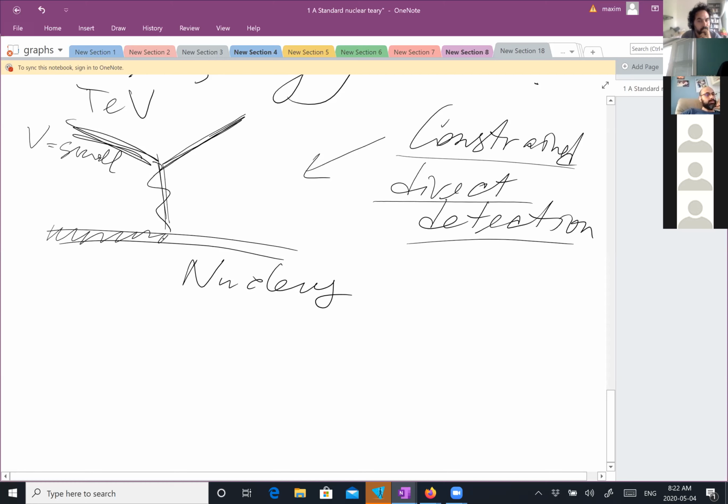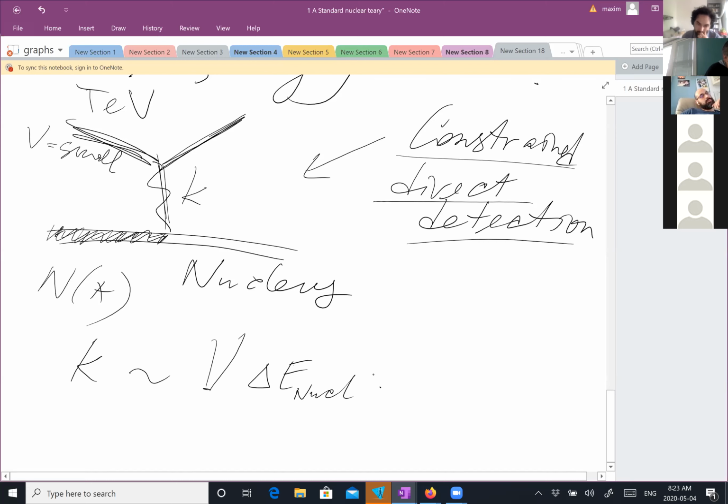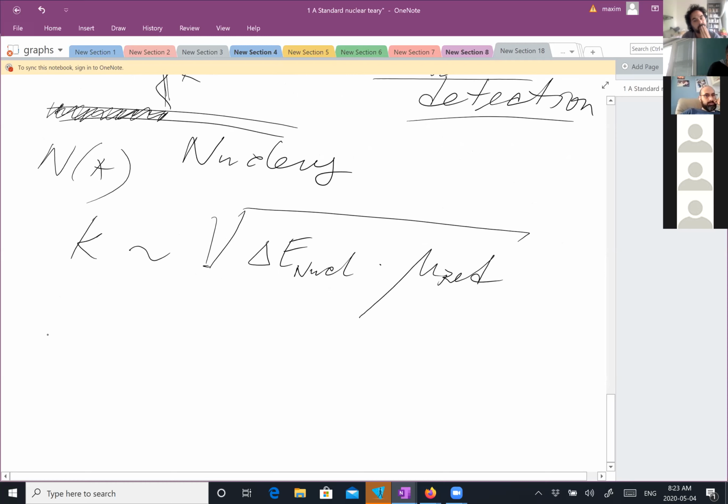So now consider this to be a metastable nuclear state, right? And let's say N star carries this excess energy of 100 keV. Then the momentum transfer along this line, right, K, will be scaling as the square root of this delta E nuclear times the reduced mass. And I said, well, let's just say 100 GeV.